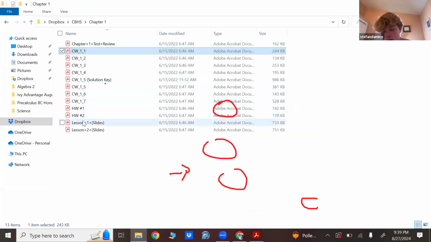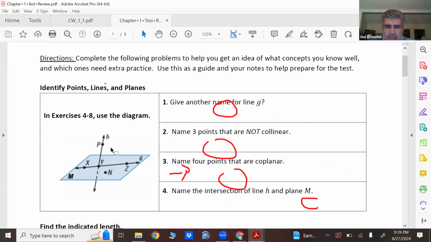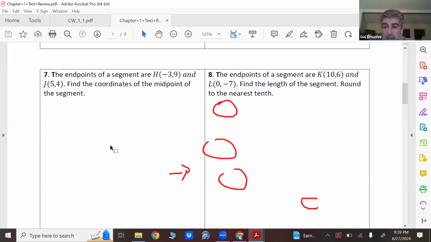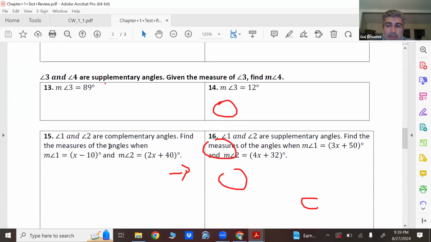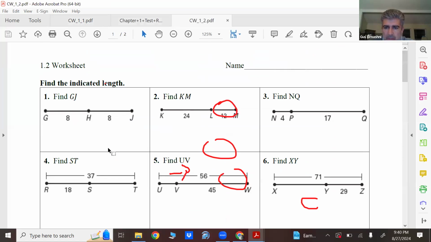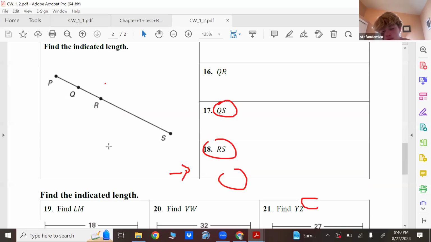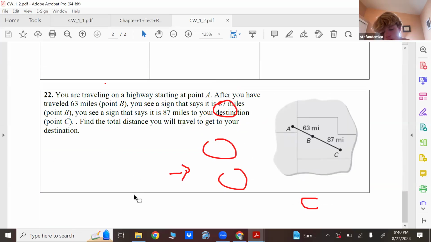Here's a chapter one test review. You see it's all kind of the same stuff again. So this is excellent. This is exactly what we're talking about here. This is good stuff. And then you can see what's on deck. More of the same stuff here. Let's see, it's all stuff we've done already, right? So it's all good stuff.